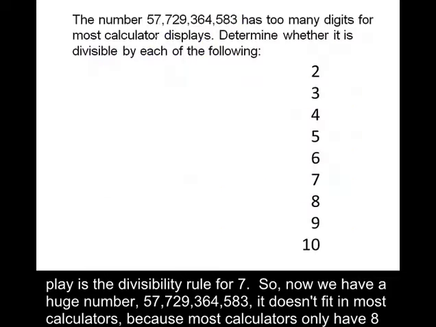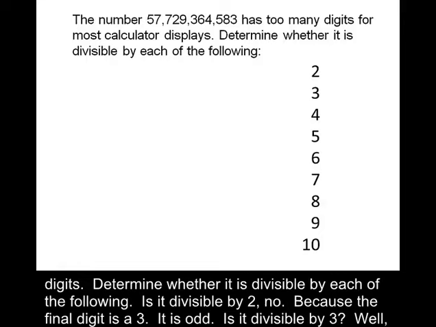So now we have a huge number, 57,729,364,583. It doesn't fit most calculators because most calculators only have 8 digits. Determine whether it's divisible by each of the following. Is it divisible by 2? No, because the final digit is 3, it's odd. Is it divisible by 3?